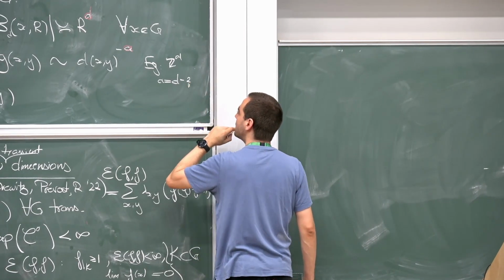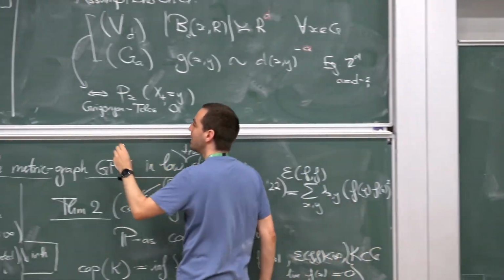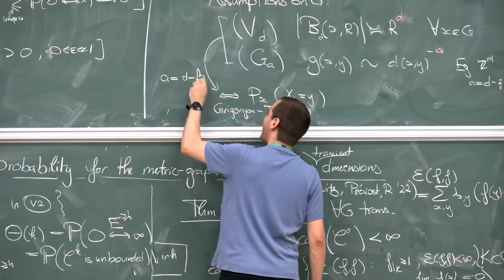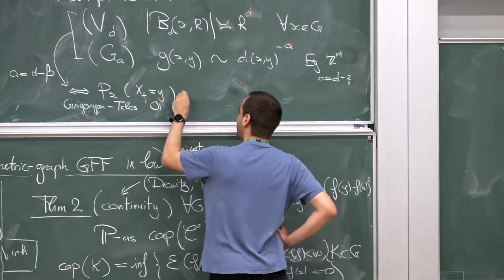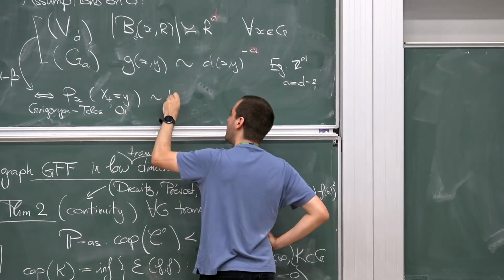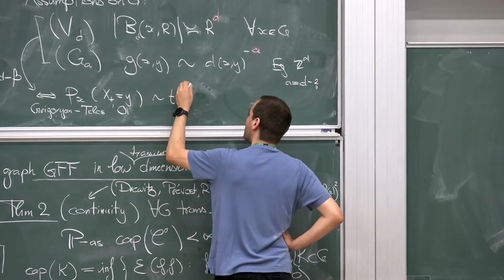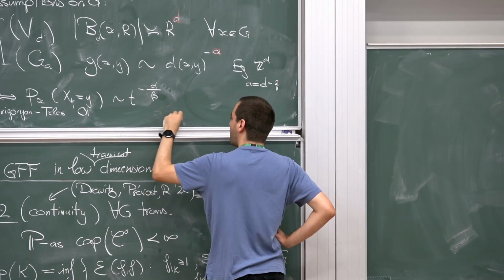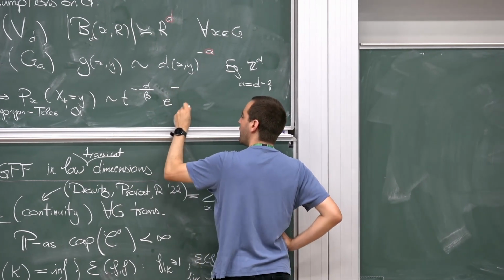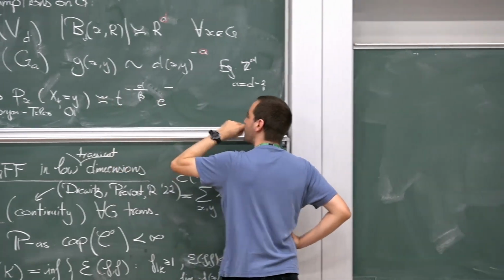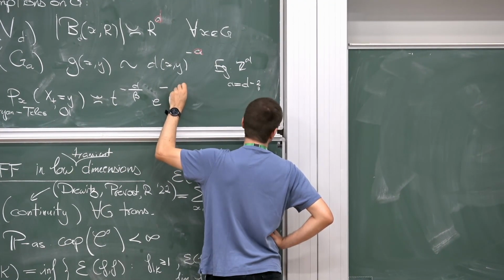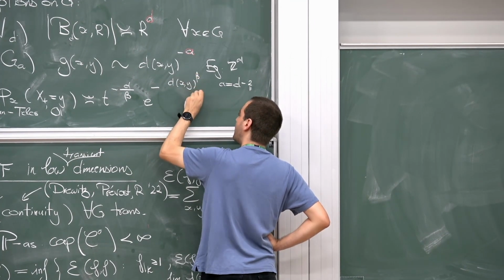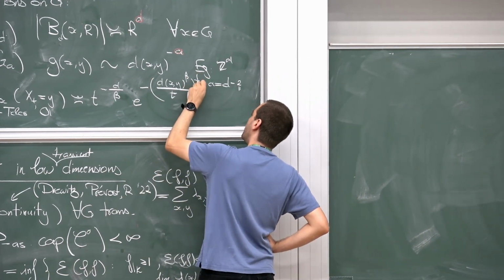Let me parameterize this as d minus beta, and this says that this is equivalent to having heat kernel decay, which is going to be minus d over beta, which could be 2 or larger than 2, and then there is e to the minus, up to constants, d(x,y) to the beta over t, to the power 1 over beta minus 1.